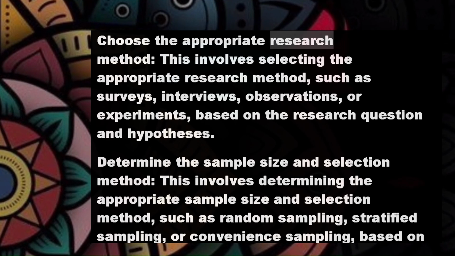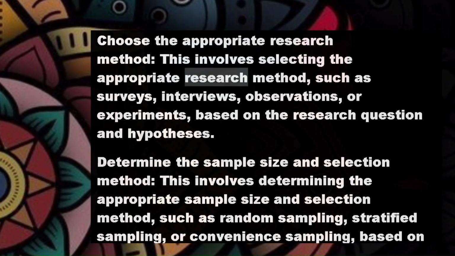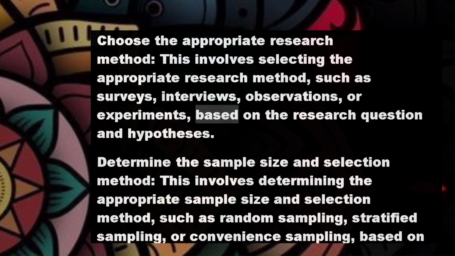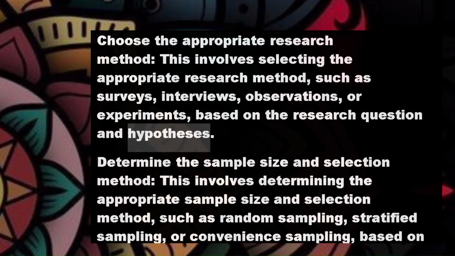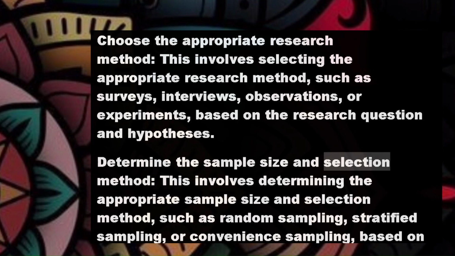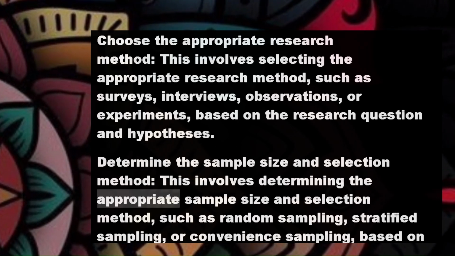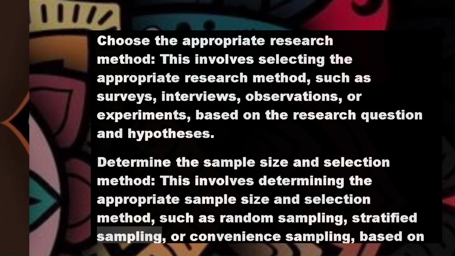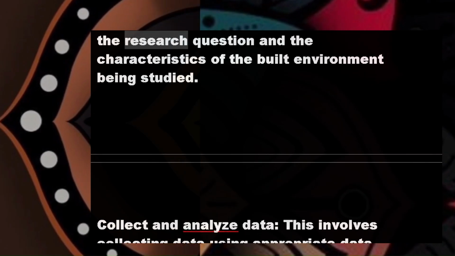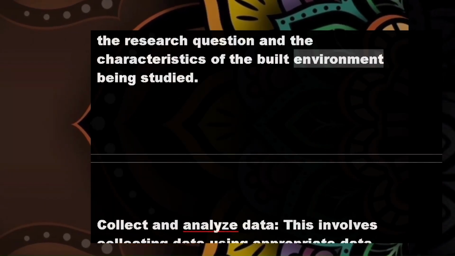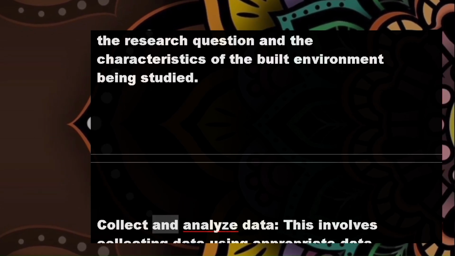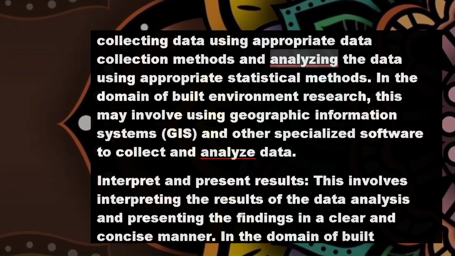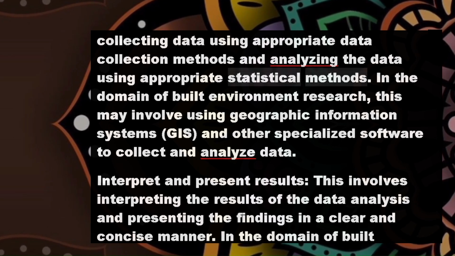Choose the appropriate research method. This involves selecting the appropriate research method, such as surveys, interviews, observations, or experiments, based on the research question and hypotheses. Determine the sample size and selection method. This involves determining the appropriate sample size and selection method, such as random sampling, stratified sampling, or convenience sampling, based on the research question and the characteristics of the built environment being studied. Collect and analyze data. This involves collecting data using appropriate data collection methods and analyzing the data using appropriate statistical methods.